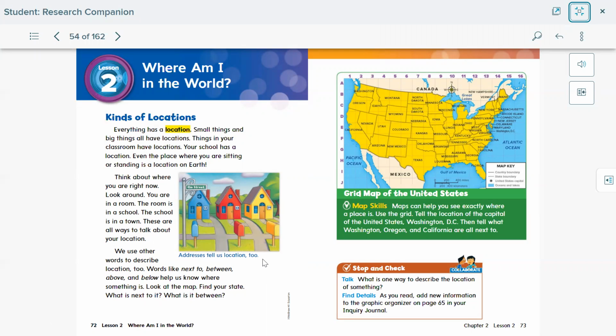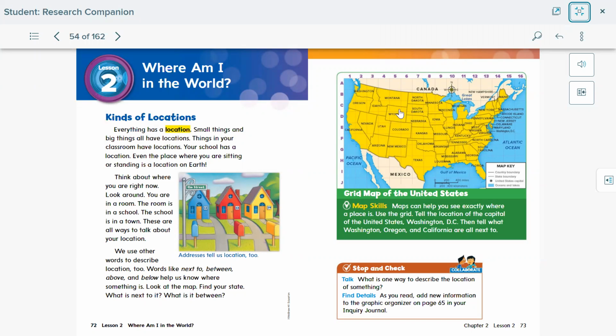Addresses tell us locations too. We use other words to describe locations too. Words like next, next to, between, above, and below help us know where something is. Look at the map, find your state, what's next to it, what's between.